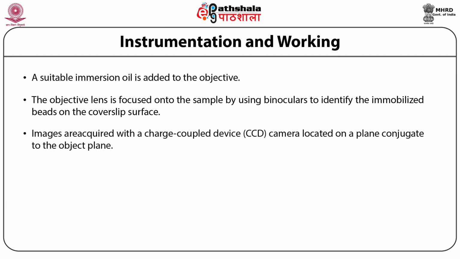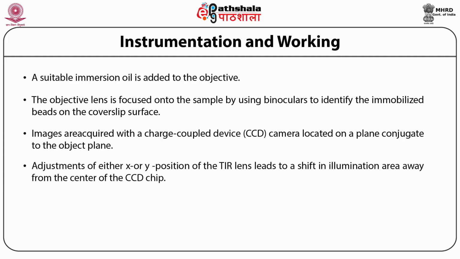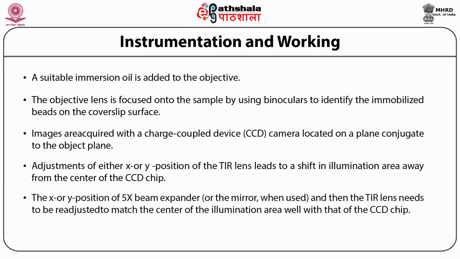Images are acquired with the charge coupled device camera, which is located on a plane that is conjugate to the object plane. Adjustments of either the X or Y position of the TIR lens lead to a shift in the illumination area away from the center of the CCD chip. The X or Y position of the 5X beam expander or the mirror, when used, and then the TIR lens need to be readjusted to match the center of the illumination area well with that of the CCD chip.